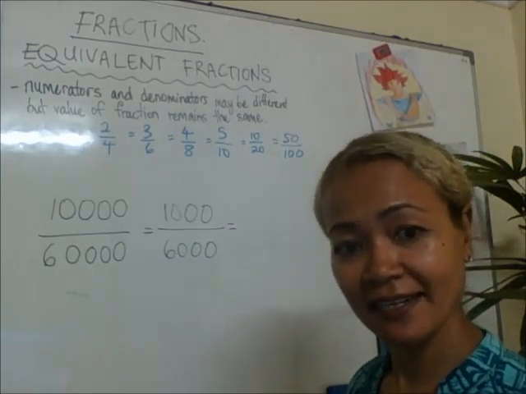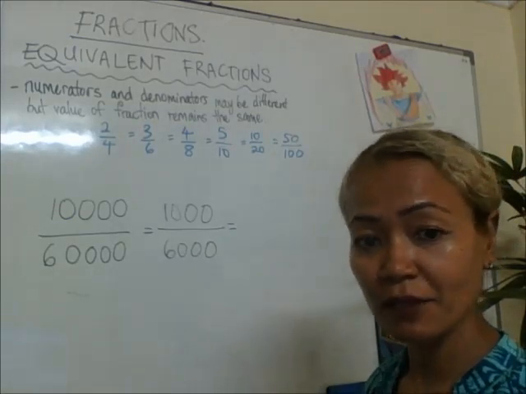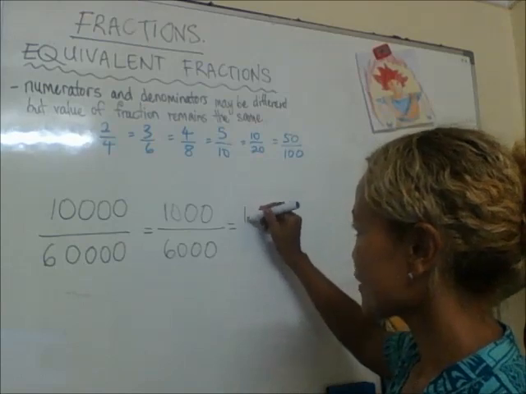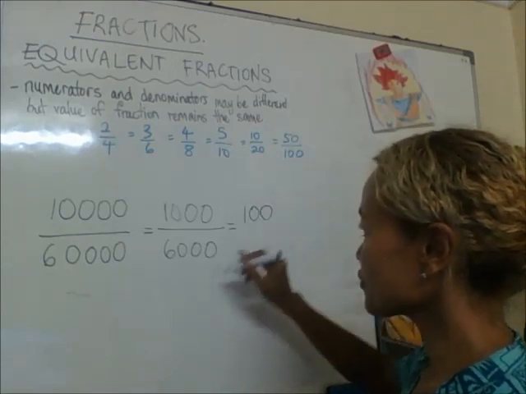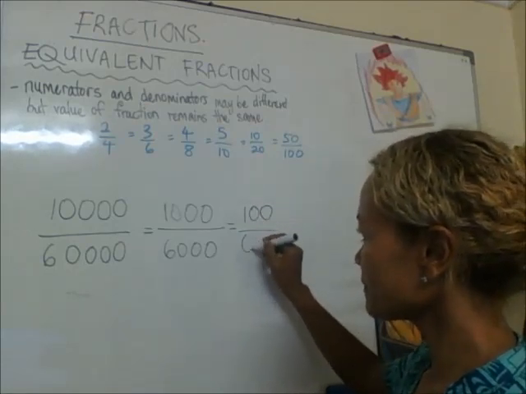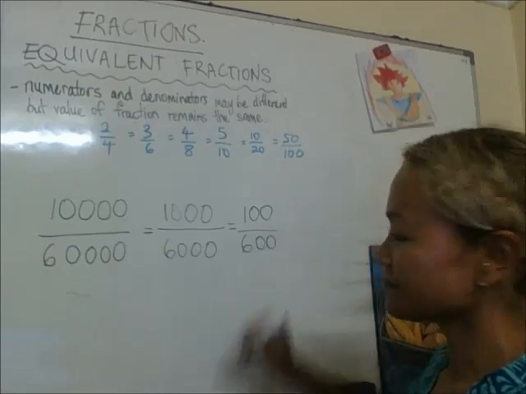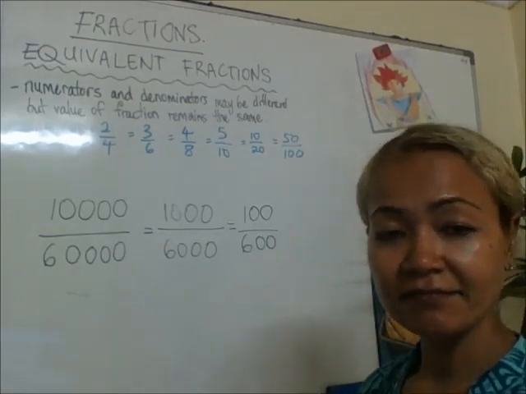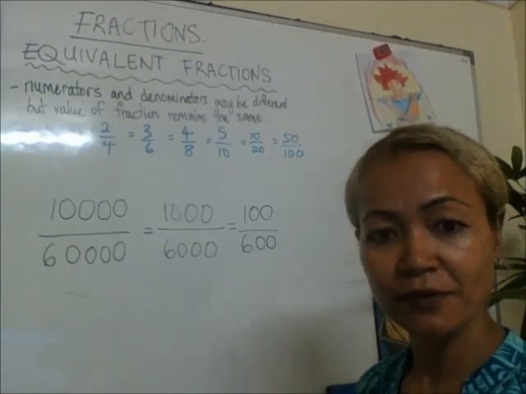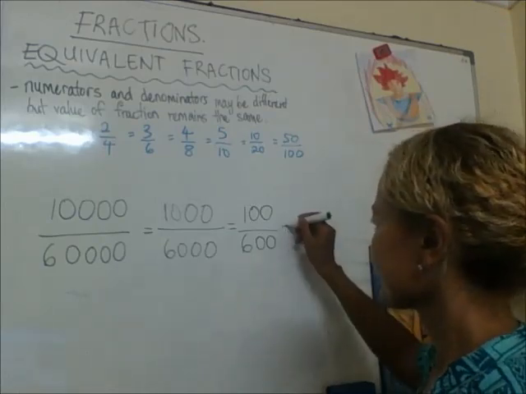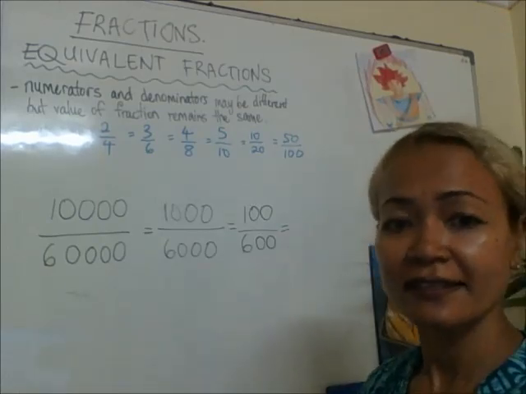What about I divide it by 10 again? Both the top and the bottom. Take off an extra 0. Now we're down to 2 zeros. And the bottom, take off an extra 0. 100 over 600. Exact same value. It's an equivalent fraction. Let's take off another 10.